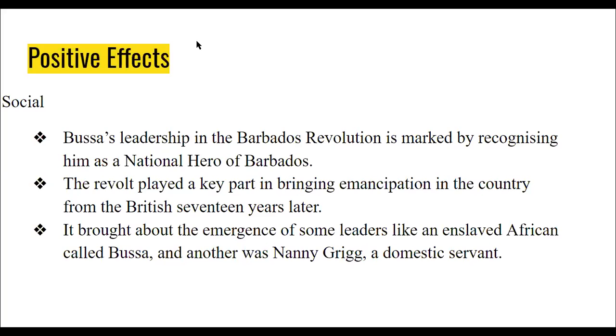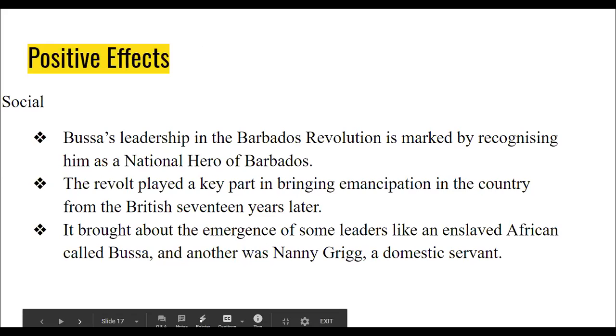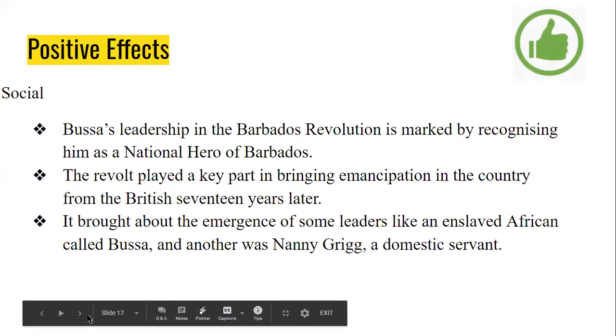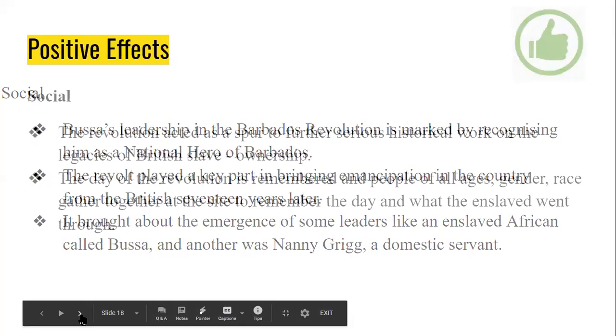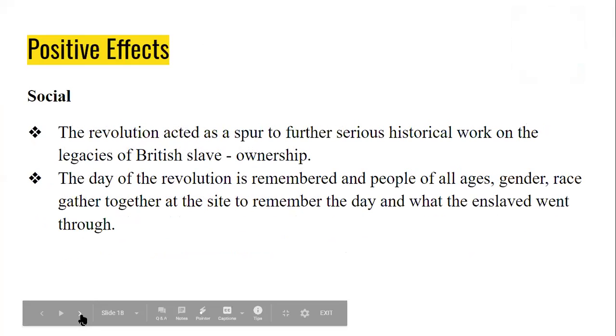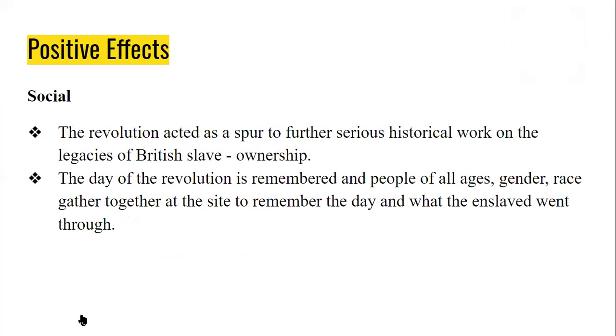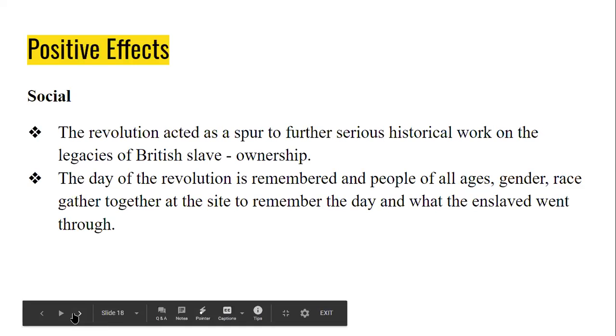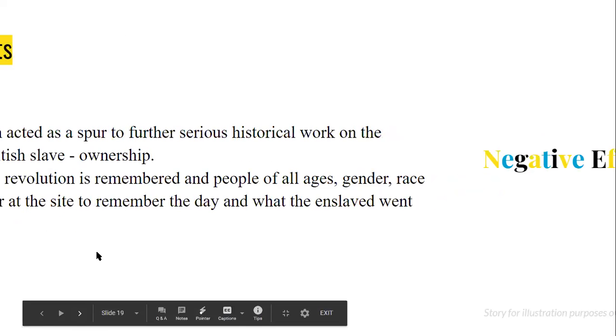The revolution acted as a spur to further serious historical work on the legacies of the British buying and owning slaves and having them work on plantations. The day of the revolution is remembered, and people of all ages, gender, and race gather together at the site to remember the day and what the enslaved went through.